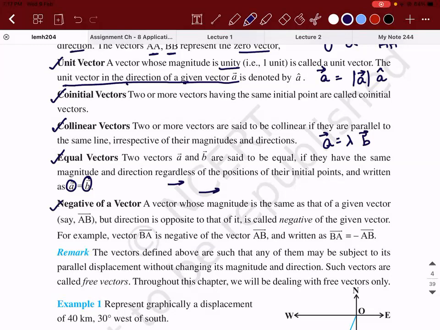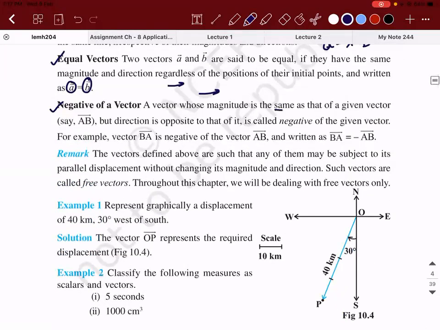And the last one is negative of a vector. A vector whose magnitude is the same as that of a given vector, but in direction it is opposite to it, is said to be the negative of the given vector. So AB vector, if it is to the right, then BA vector is said to be the negative of AB vector. This is also a very, very important point in solving problems. If A is the starting point and B is the ending point, then I call it AB vector. If B is the starting point and A is the ending point, I call it BA vector. So AB vector and BA vector are negative of each other.